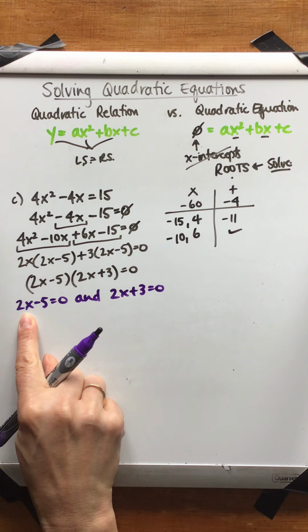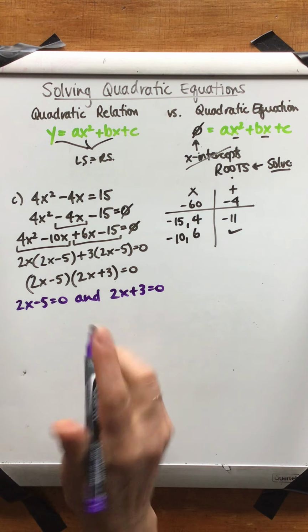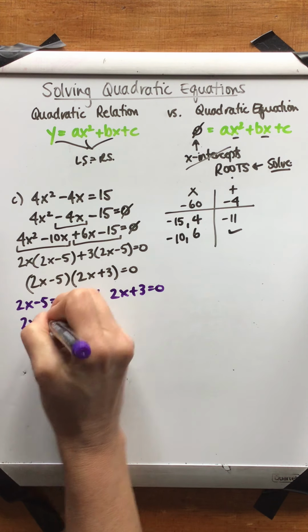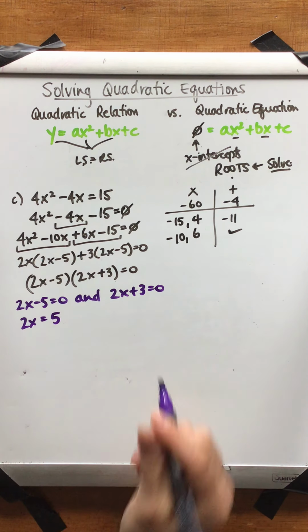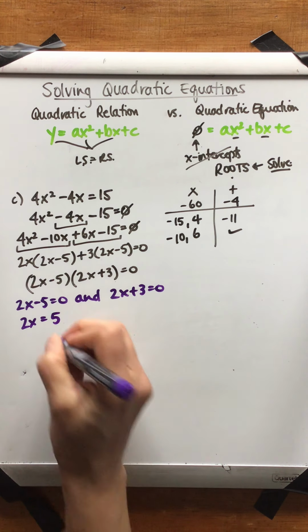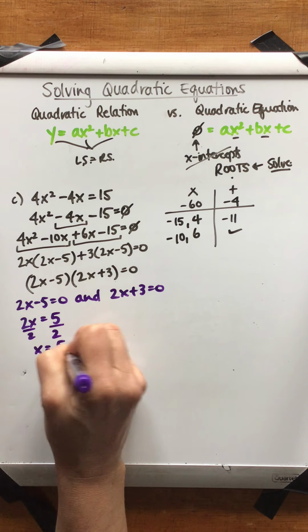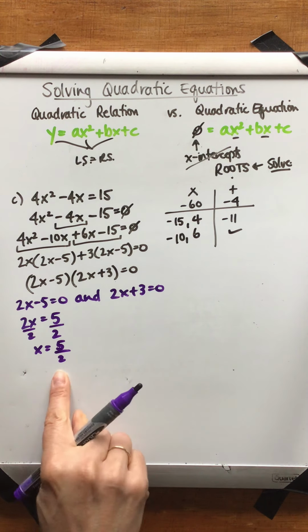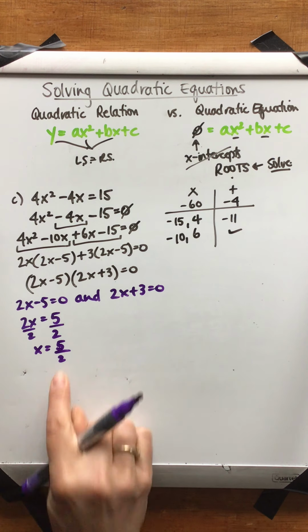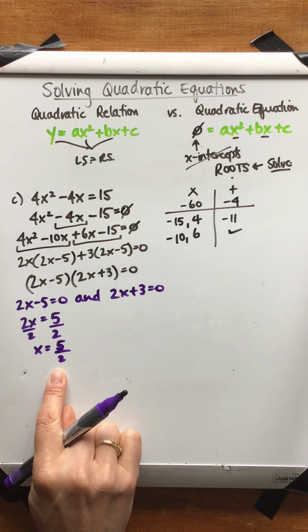Here, I can start solving for x by taking the negative 5 to the other side, mathematically by adding 5 to both sides. So I get 2x equals 5. If I divide both sides by 2, I get x is 5 halves. And no worries, it's okay to have an x-intercept that's not an integer or a counting number. This is just 2.5, no big deal.